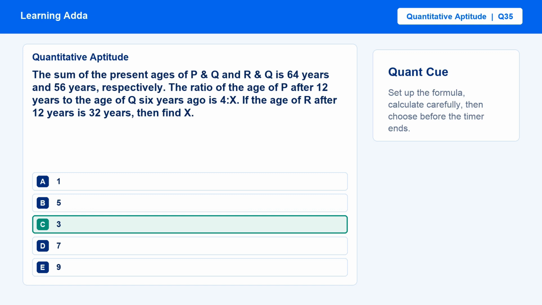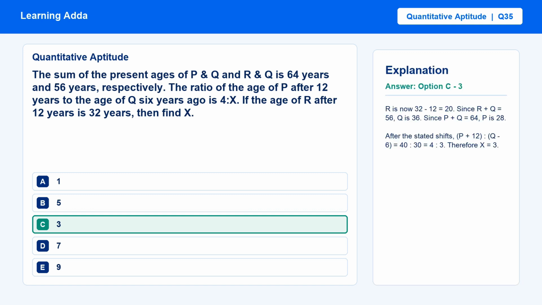The answer is option C, 3. R is now 32 minus 12 is equal to 20. Since R plus Q is equal to 56, Q is 36. Since P plus Q is equal to 64, P is 28. After the stated shifts, P plus 12 is to Q minus 6 is equal to 40 is to 30 is equal to 4 is to 3. Therefore X is equal to 3.